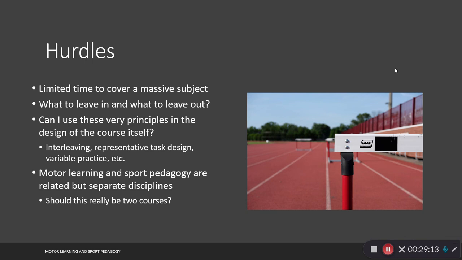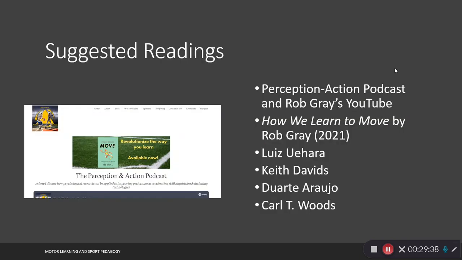And then finally, and this gets back to point one, motor learning and sport pedagogy are related, but they're somewhat separate disciplines. Sport pedagogy has more to do with pedagogical principles, coaching science, coaching practice, coach development, whereas motor learning is more the science behind how people acquire motor skills. Very related, but it's possible that in an actual university, motor learning should be one course and sport pedagogy another. Few suggested readings here.